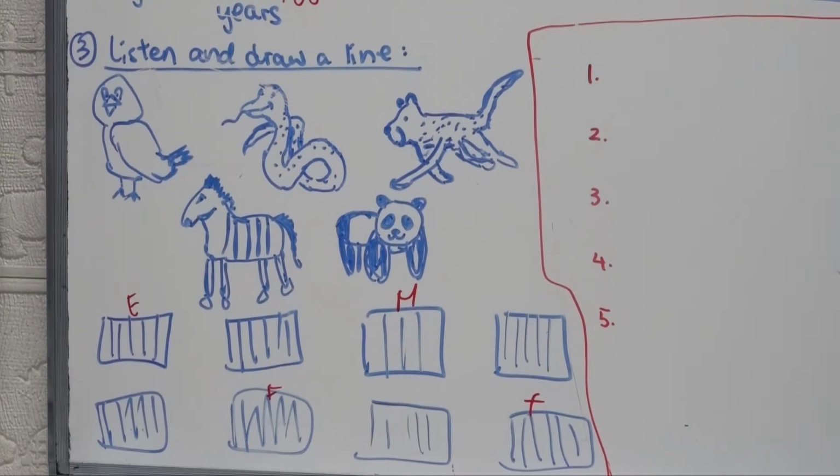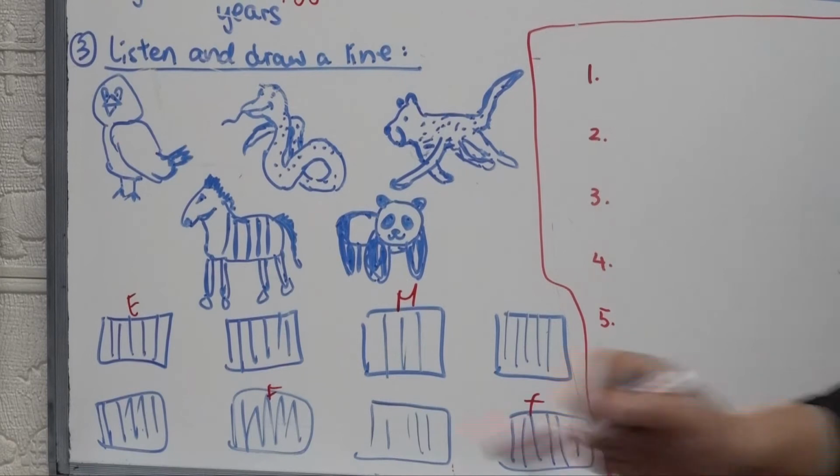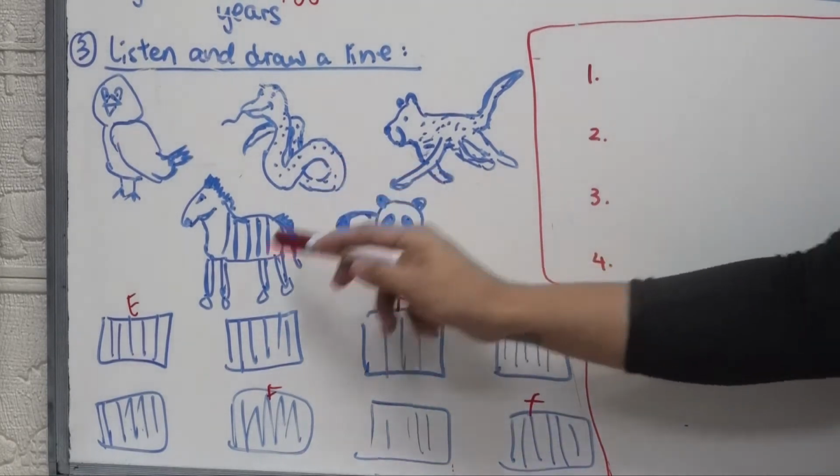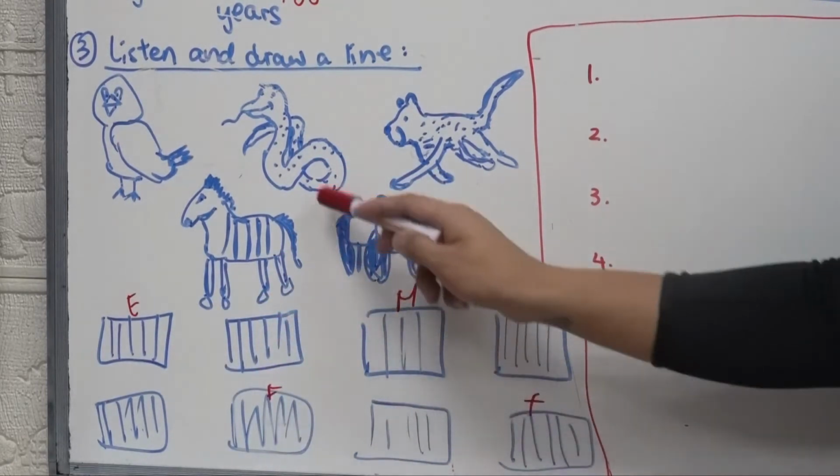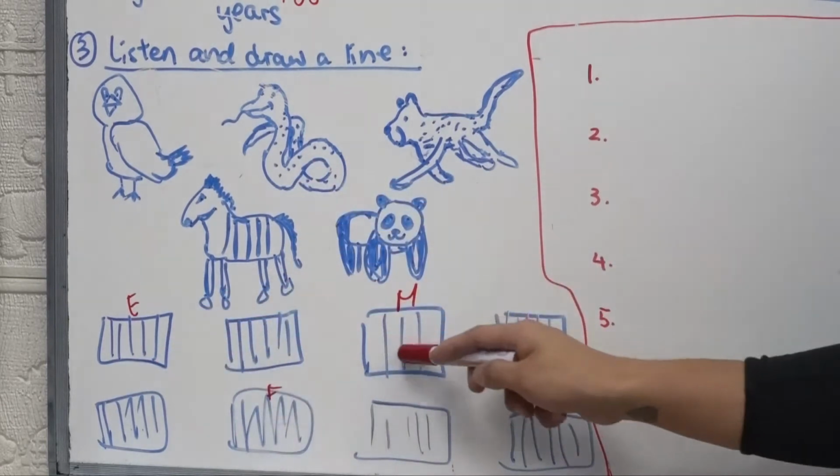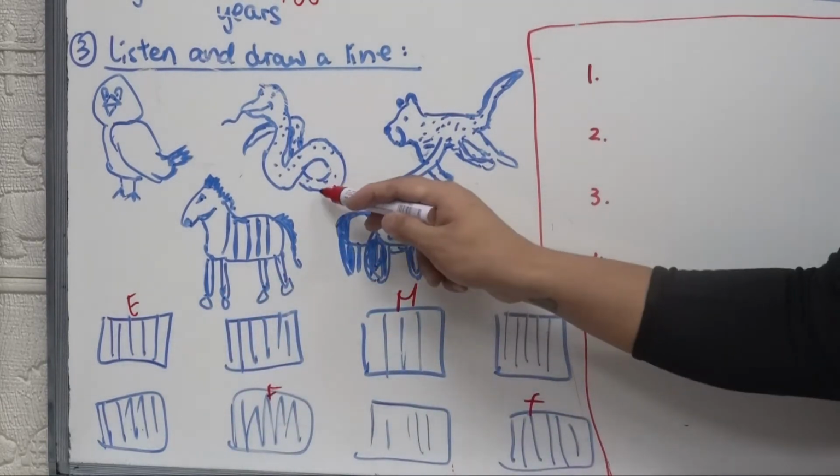Exercise 3, page 8. Listen and draw a line. Look at the picture. Now, listen to the example. Listen and look. Put the python between the elephant and the monkey. Between the elephant and the monkey? Yes, the python is between the elephant and the monkey.